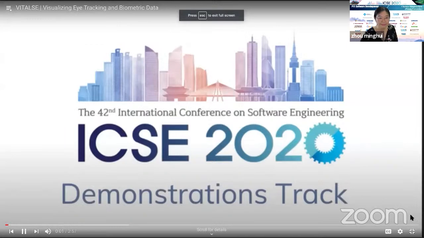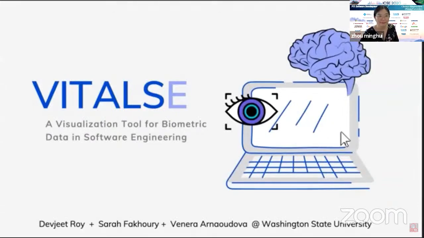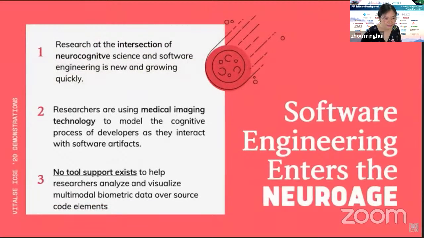Welcome to our paper presentation for the ICSE 2020 demonstrations track. We present Vitals, a visualization tool for biometric data in software engineering. Software engineering research has entered the neuro age. Recent research in empirical software engineering is applying techniques from neurocognitive science, and it's breaking new ground in the ways that researchers can model and analyze the cognitive processes of developers as they interact with software artifacts.